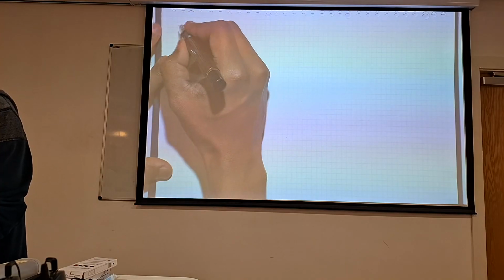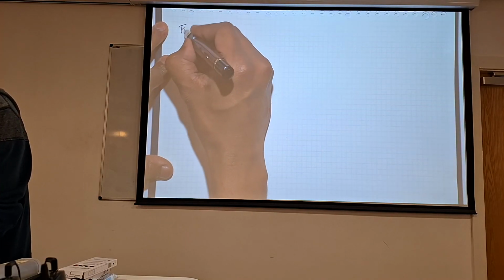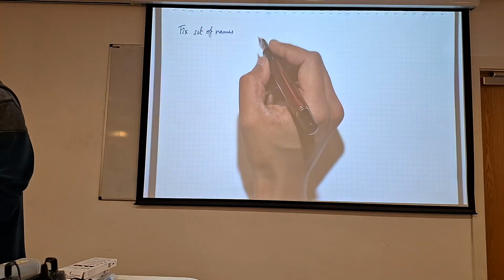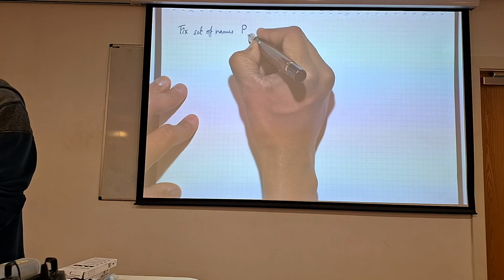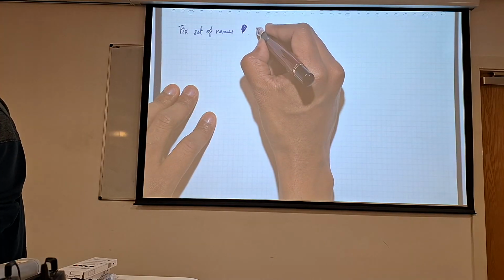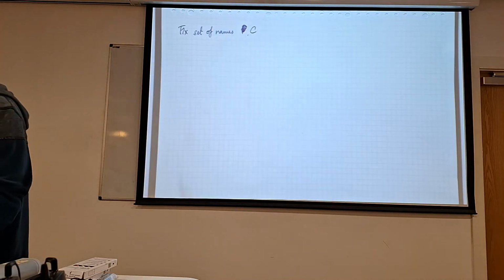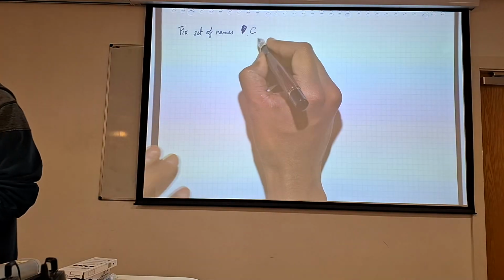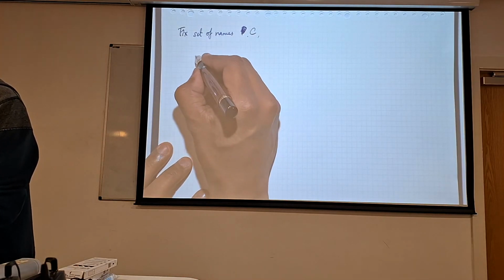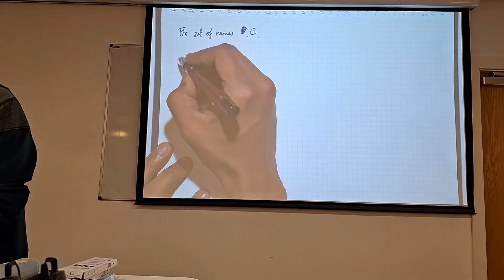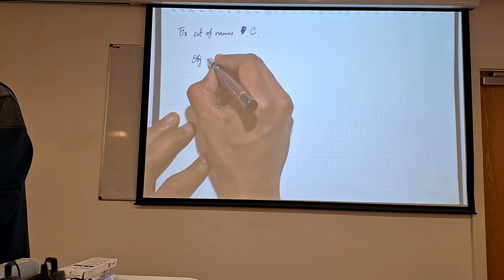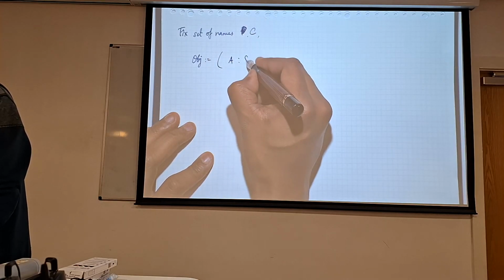I'll fix some set of names. Let's say p. Okay, p is a bad name because I want to take power set. So let's say C for channels or pointer names. And then I'll construct a category over C where the objects are going to be sets.